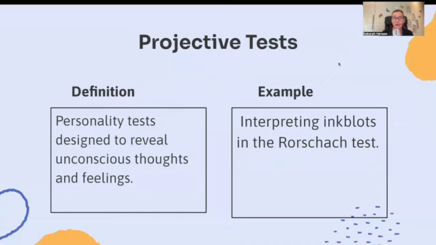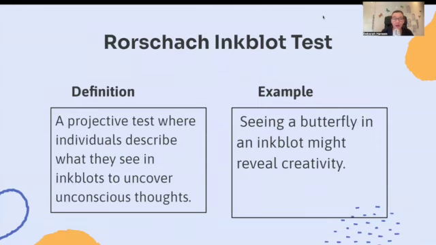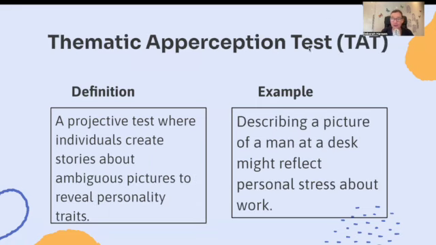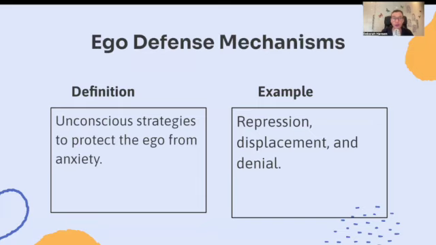Projective tests. These are personality tests designed to reveal unconscious thoughts and feelings. For example, interpreting inkblots in the Rorschach test. The Rorschach Inkblot test, a projective test where individuals describe what they see in inkblots to uncover unconscious thoughts. For example, seeing a butterfly in an inkblot might reveal creativity. Thematic Apperception test, the TAT. So, a projective test where individuals create stories about ambiguous pictures to reveal their personality traits. For example, describing a picture of a man at a desk might reflect personal stress about work. Ego defense mechanisms, unconscious strategies to protect the ego from anxiety. For example, repression, displacement, and denial.